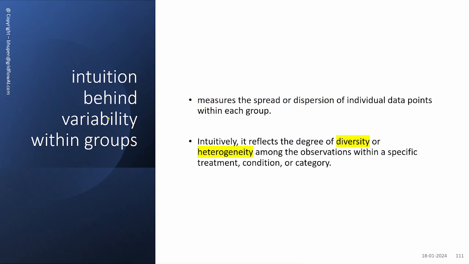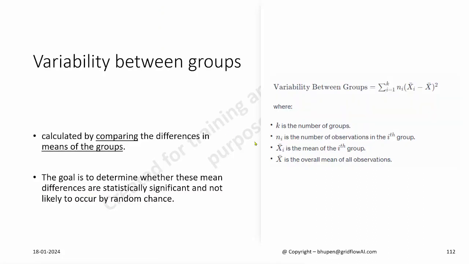So what's the intuition behind the variability within the group? It actually measures the spread or dispersion of each of the individual data points within the group from the respective mean, and this also reflects the diversity of data or heterogeneity within the group. That's the intuition of finding the variability within the group.